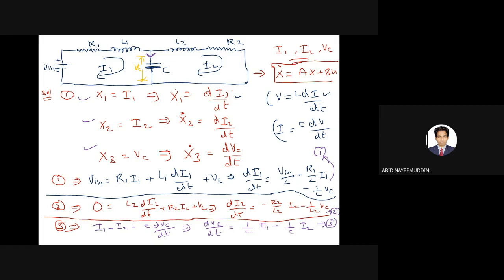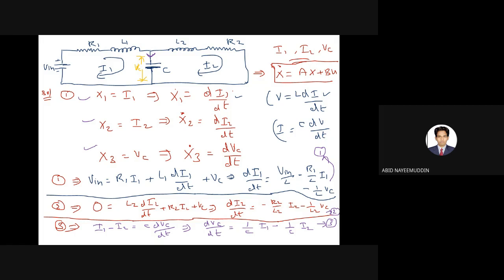Even if it is not given, you can assume those things as a state variable. The point to be compulsorily noted is that we write expressions only for the dynamic variables. In the given circuit there are three dynamic variables. For those three we assume x1, x2, x3, and di by dt or dv by dt, that is, the first order differential equations, are what we write and use.